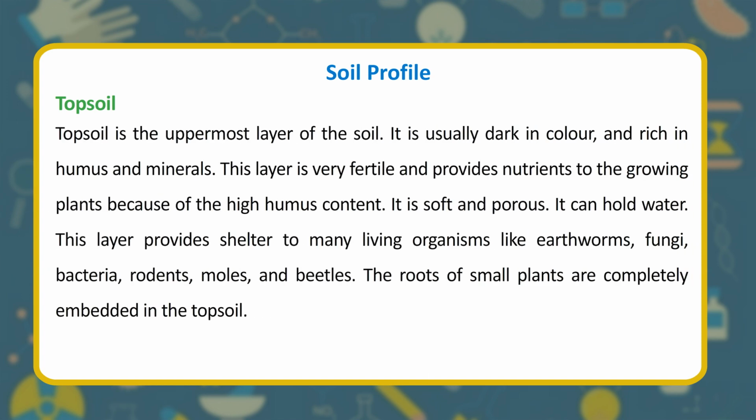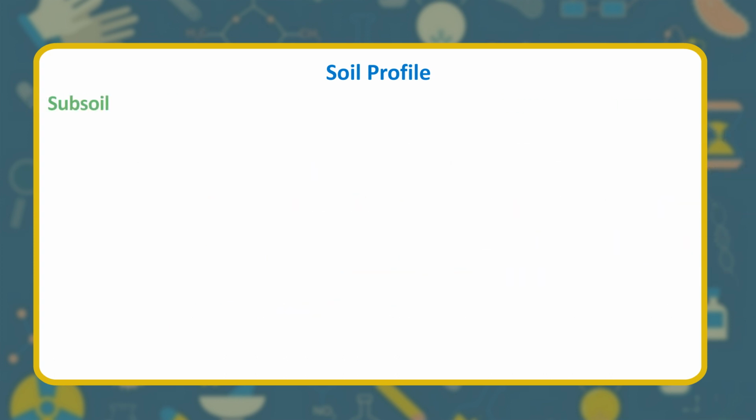Topsoil. Topsoil is the uppermost layer of the soil. It is usually dark in color and rich in humus and minerals. This layer is very fertile and provides nutrients to the growing plants because of the high humus content. It is soft and porous. It can hold water. This layer provides shelter to many living organisms like earthworms, fungi, bacteria, rodents, moles, and beetles. The roots of small plants are completely embedded in the topsoil.